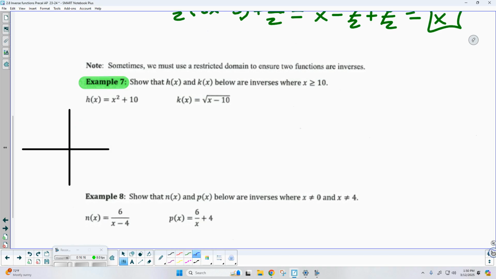Well, let's go ahead and set this up. So let's do h of k of x first, and then we'll do k of h of x right after that. Okay, so who wants to come on up and show me h of k of x?